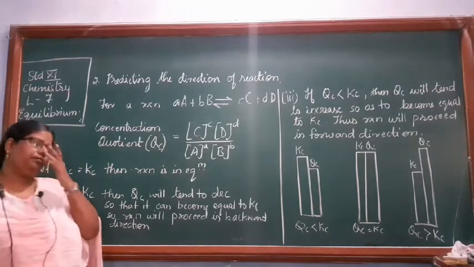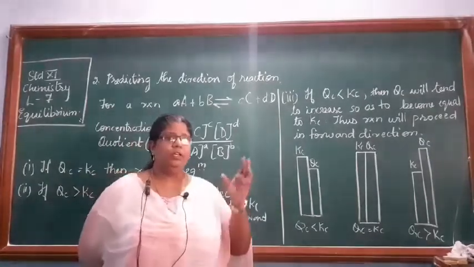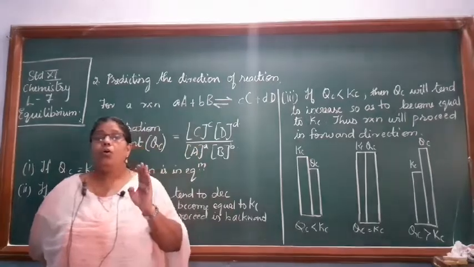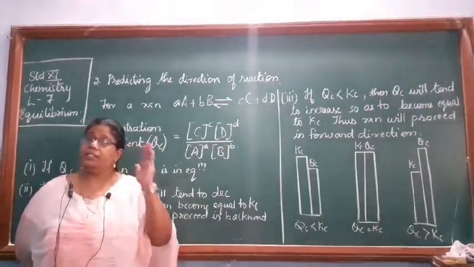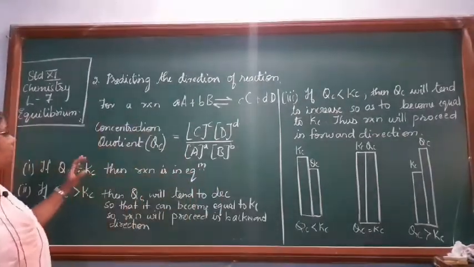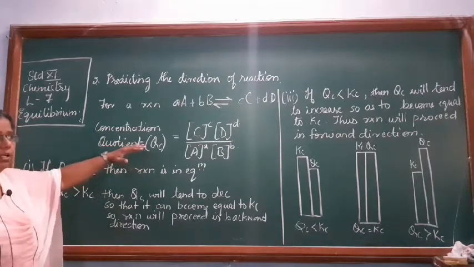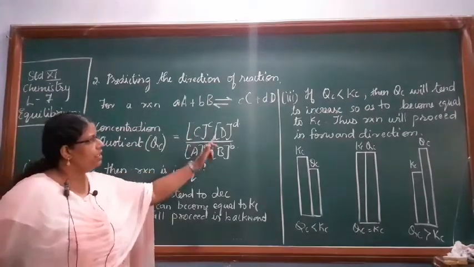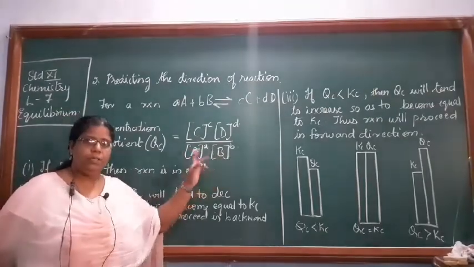Now Kc is the equilibrium constant, isn't it? So Kc will give you the relation of the concentration of the products and the reactants at equilibrium. We have one more term to be known, that is concentration quotient, that is Qc. Now this Qc is equal to [C] raised to c, [D] raised to d upon [A] raised to a into [B] raised to b.